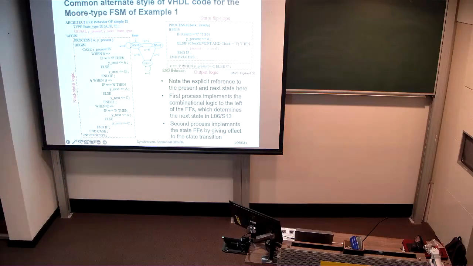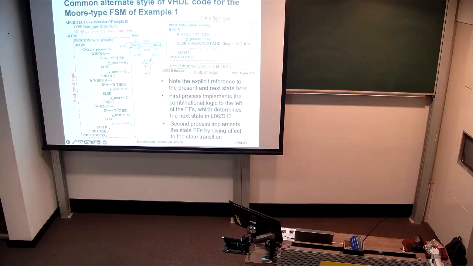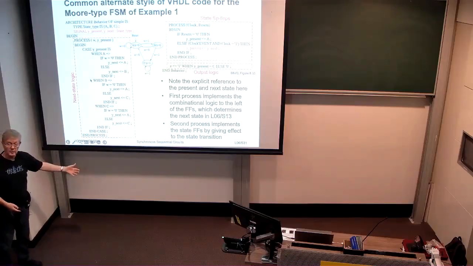We're still using an enumerated type up here, so the possible values for y present and y next are just A, B, and C. This is just a symbol. It doesn't tell you how many flip-flops are being used. That's up to the compiler to figure out and to implement.